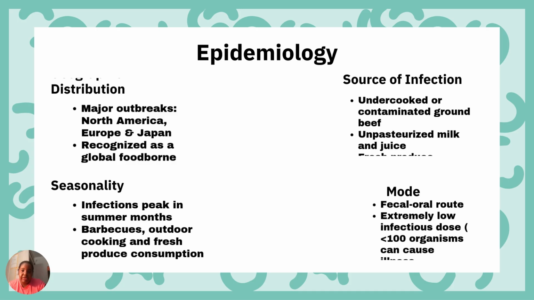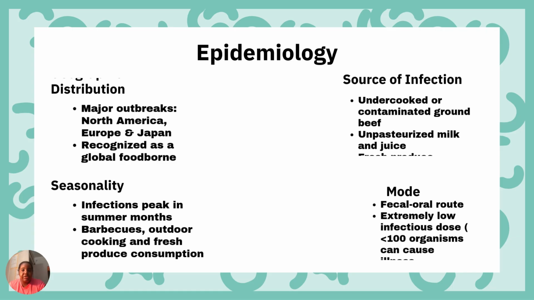This pathogen is spread through the most common source, which is undercooked ground beef. This can happen because the bacteria get mixed throughout during processing. Other common vehicles include unpasteurized milk, juice, and fresh produce that is irrigated or washed with contaminated water. Additionally, direct contact with animals in a petting zoo or farm has caused outbreaks in children.